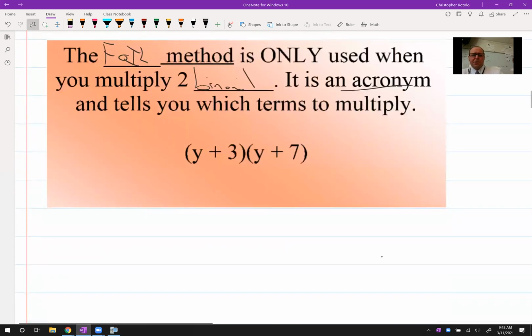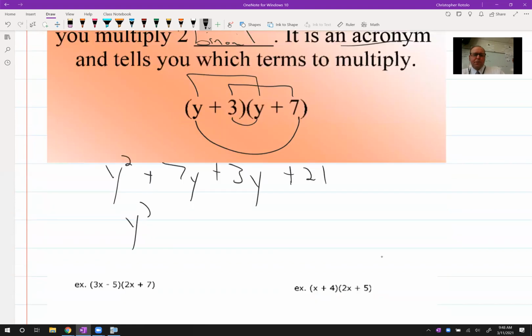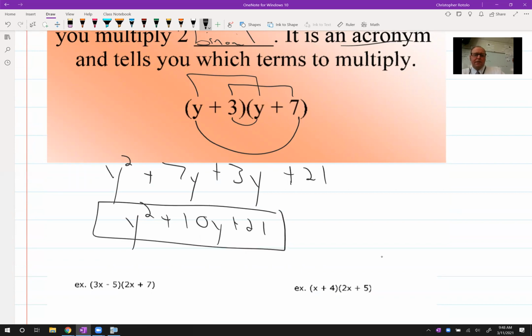All right, so here's how it works. Remember, first times the first. So that's y squared. Then we got the outside. So plus 7y, because they're both positive. On the inside, I got 3y. And then on the end, I got plus 21. So I have some like terms in the middle. So y squared plus 10y plus 21. All right, not too bad.